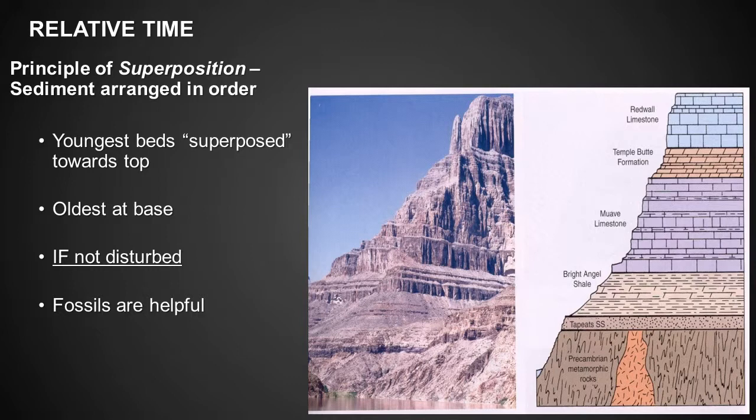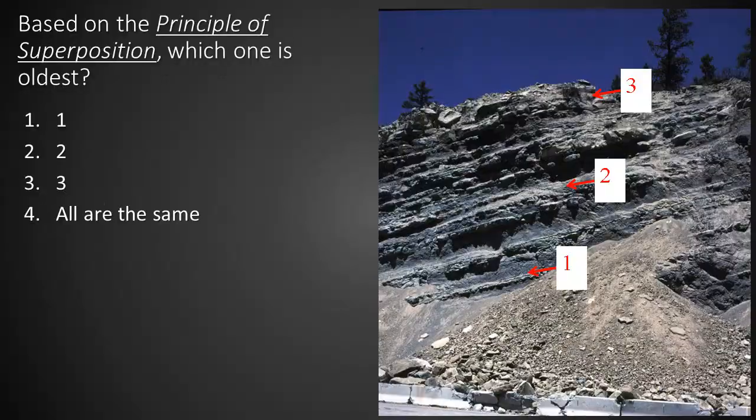In the drawing at the right, can you tell which is the youngest rock and which is the oldest? That's right. The red wall limestone at the top is the youngest rock, and the Precambrian metamorphic rocks at the bottom are the oldest rocks. Based on the principle of superposition, which rock is the oldest? 1, 2, or 3, or are they all the same age? That's right, rock 1 is the oldest.